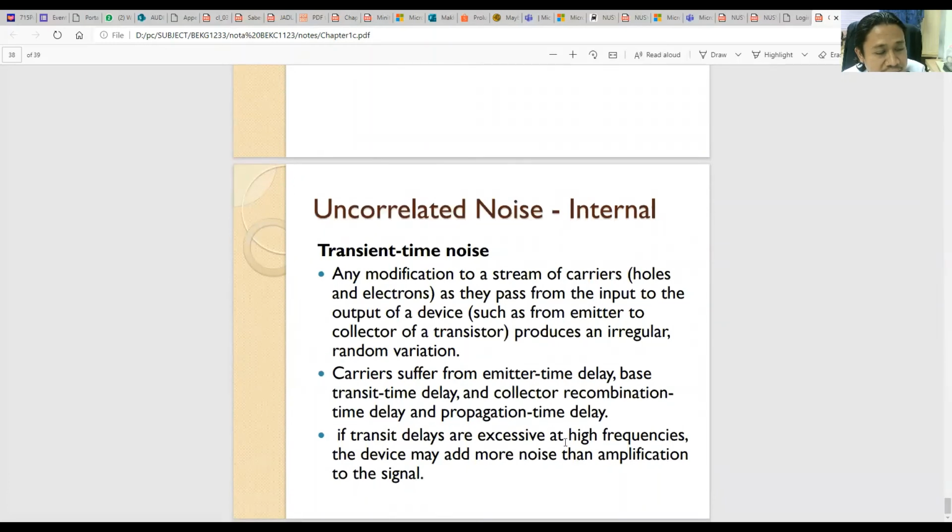Next, the last of the internal uncorrelated noise is transit time noise. Any modification to the stream of carriers, holes and electrons, as they pass from the input to the output of the device, such as from emitter to collector of the transistor, produces irregular or random variations. Carriers suffer from emitter time delay, base transit time delay, collector recombination time delay, and propagation time delay. If transit delays are excessive at high frequencies, the device may add more noise than amplification to the signal. So this is internal transit time noise.